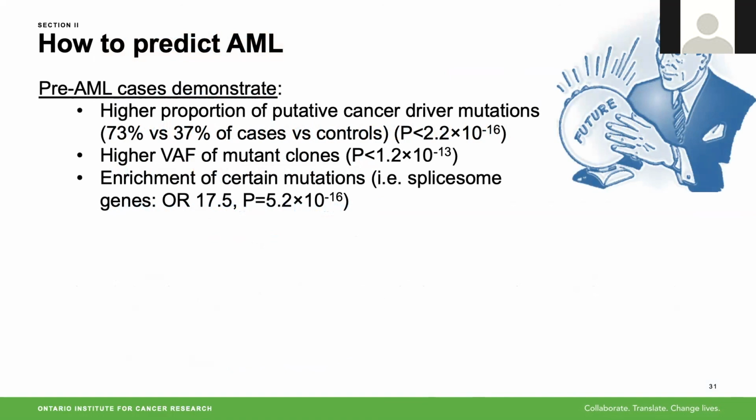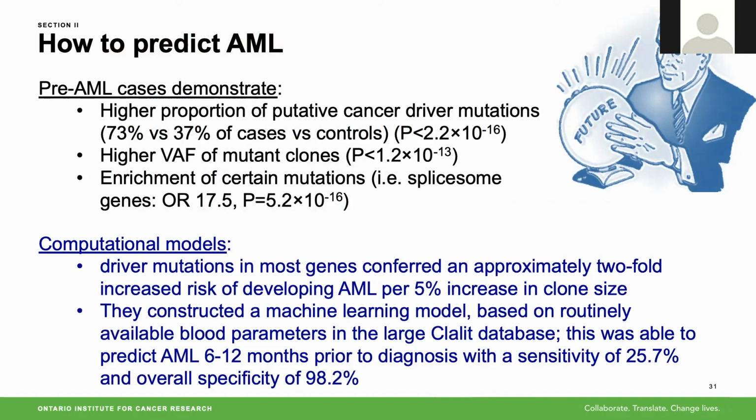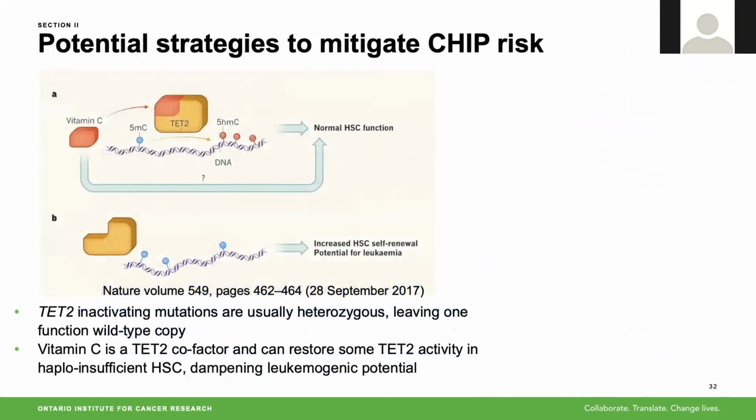And I'm probably not doing this total justice here, Sagi, but basically people who are bound to get AML with CHIP have a higher proportion of cancer driver mutations, higher number of mutations, higher VAF, and are enriched in certain mutations. And so they're beginning to develop predictive models now based on the mutations, but also based on widely available clinical parameters that someone would get at a family doctor's office or private blood lab, for example, Life Labs. And so we're now beginning to develop models of better understanding who might develop AML.